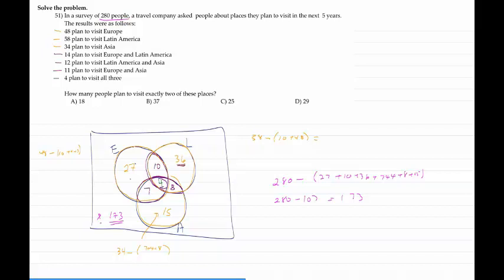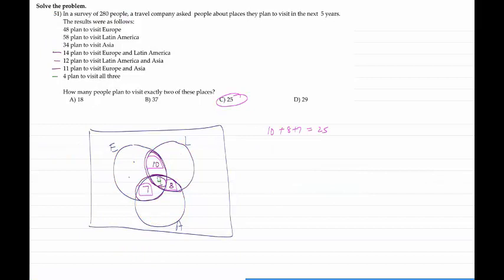And actually, let me go back up to our solution. The original question was how many plan to visit exactly 2 of these places? And so like I said, we had these 10, 7, and 8. These wanted to visit Latin America and Europe. This was Europe and Asia, and then these 8 were for Latin America and Asia. All right, I hope this helps. And like I said, if you have any questions, let me know.